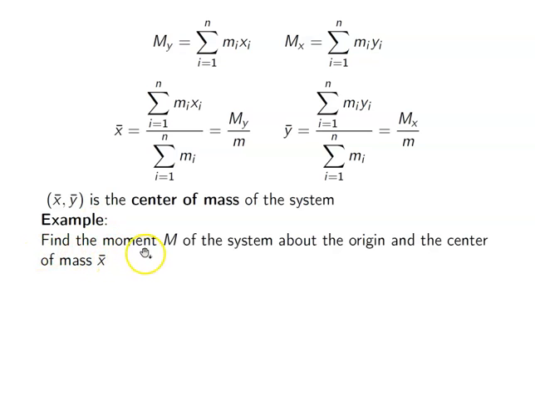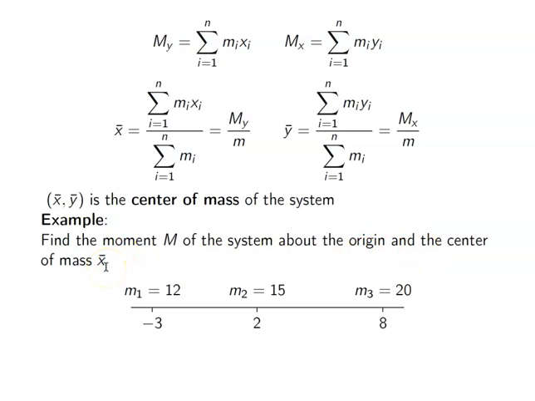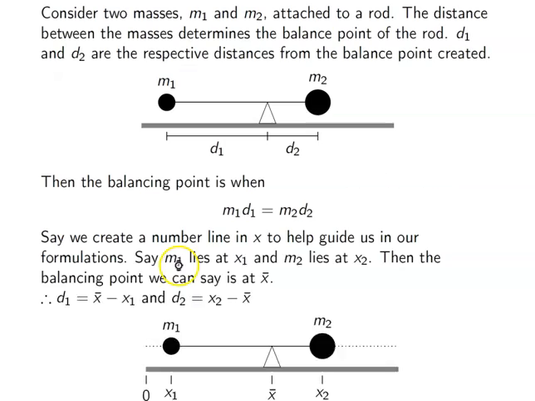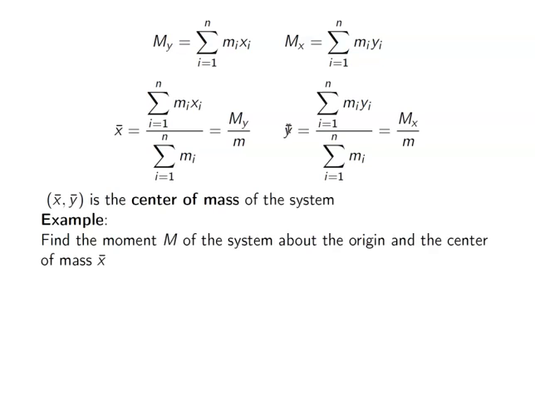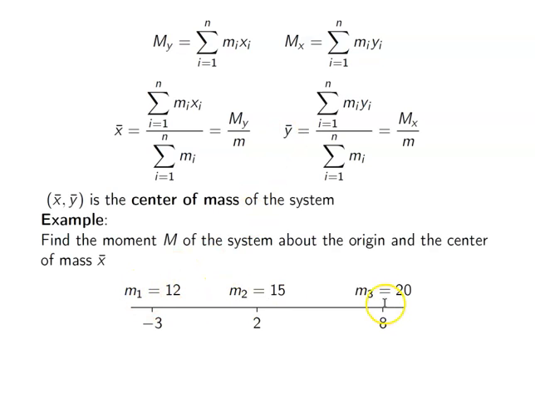Okay, let's find the moment M of the system about the origin, so the total moment, and the center of mass, x bar. Here we're just along x, very similar to what we did at the beginning, but with actual values. In this example, we have three masses, M1, M2, and M3, and they are spread out along the x-axis. Somewhere here would be the y-axis. So we're looking at how these are spread out relative to the y-axis, which is why we call it the moment about y.